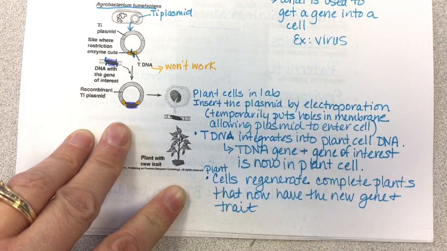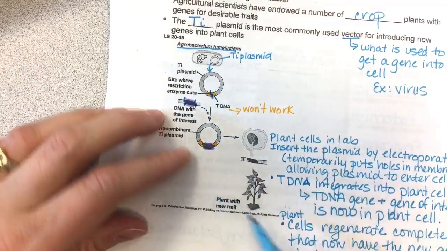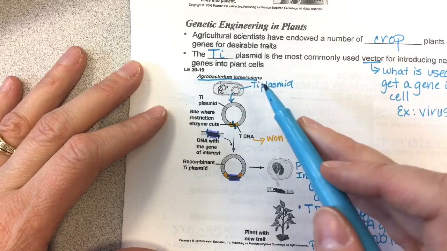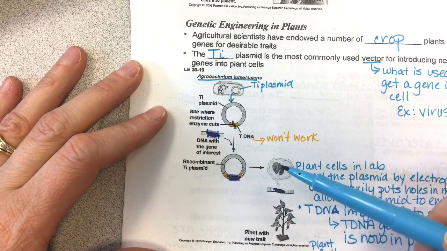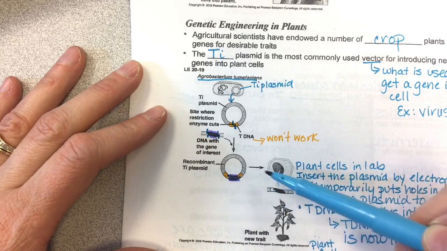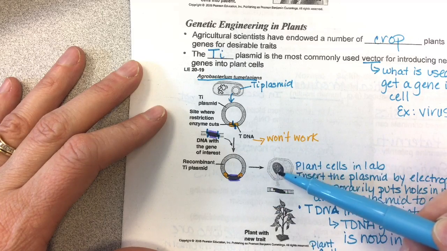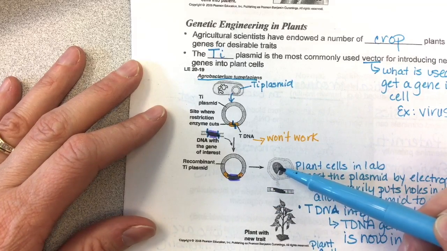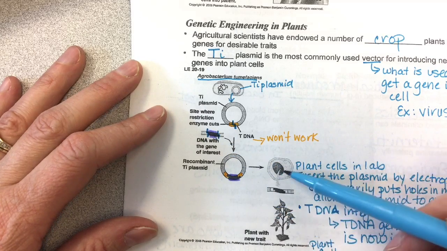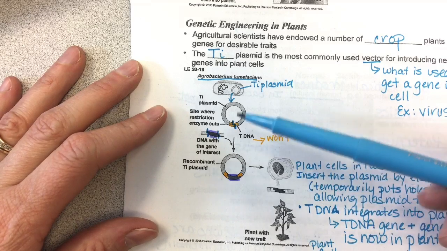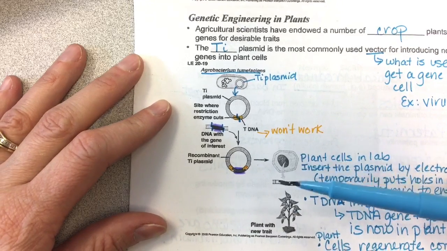So what you need to know about this and why this is a big deal is that this Ti plasmid from the soil bacteria naturally inserts its DNA into other cells. So if you put the Ti plasmid into a cell, it naturally puts its DNA into the DNA of the cell it's being inserted into. So if you put the gene of interest in there, it's a way to get a new gene into a cell.